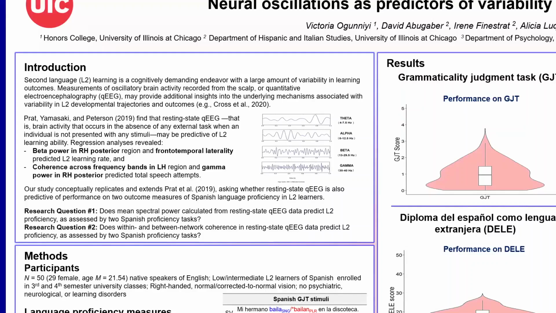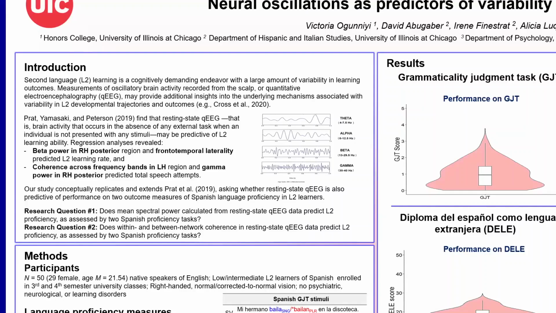As suggested by findings of prior psycholinguistic research, QEEG may provide additional insights into the underlying mechanisms associated with variability in L2 developmental trajectories and outcomes. However, most psycholinguistic studies have measured QEEG while participants have performed a task. Moving beyond this paradigm, Pratt and colleagues found that resting state EEG, which is brain activity occurring in the absence of any external task or stimuli, may be predictive of L2 learning ability.